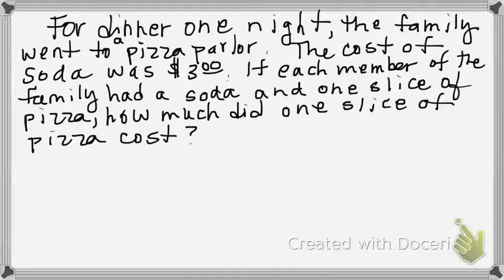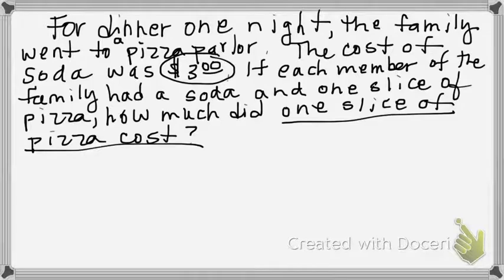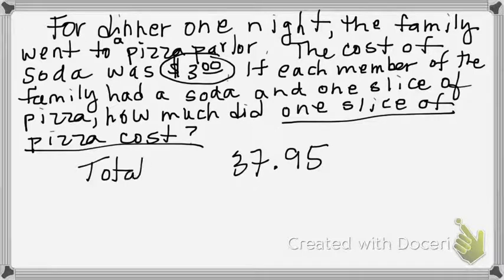Just like the problem prior to this, you have an unknown, and that unknown is the one slice of pizza. We have our known value, which is that soda is $3. We also have another known value, which is the soda and pizza total, which is on the first page of your binder, and it was $37.95. That was the total for pizza and soda.